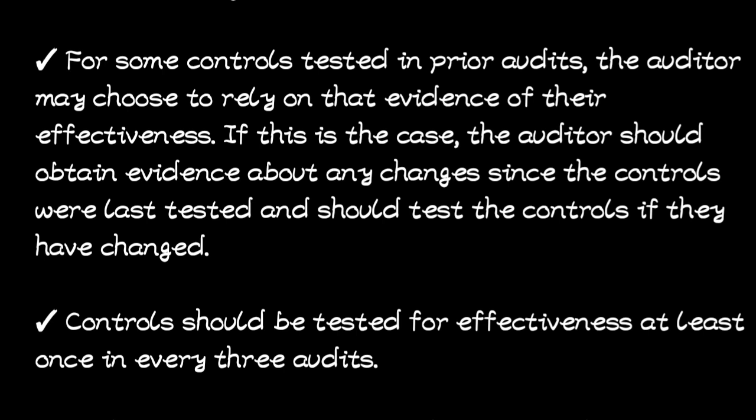For this case, the auditor should obtain evidence about any changes. If any changes were made, the auditor will have to test the controls. But if they have not changed, the auditor can decide to rely on information from the previous audits. Then a control should be tested for effectiveness at least once in every 3 audits.